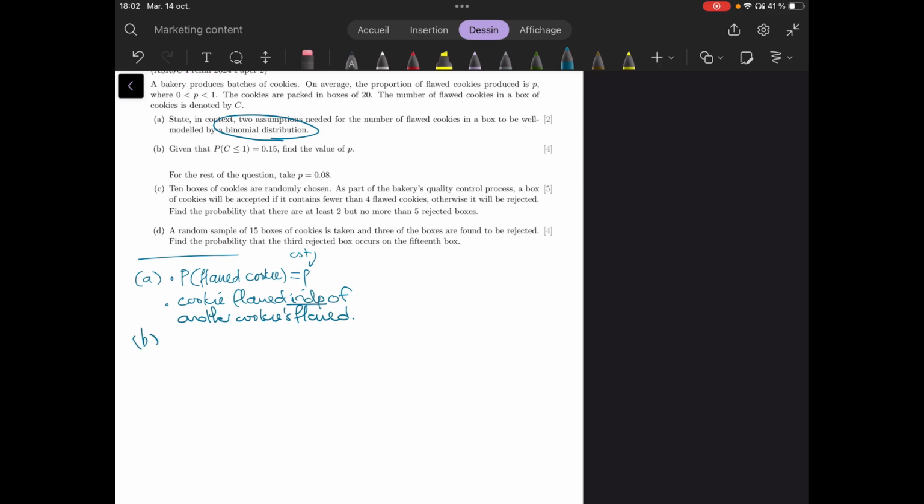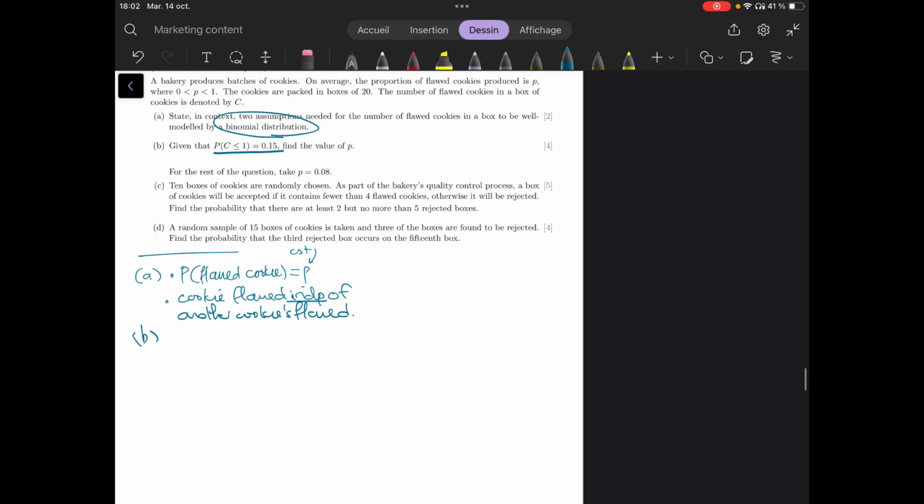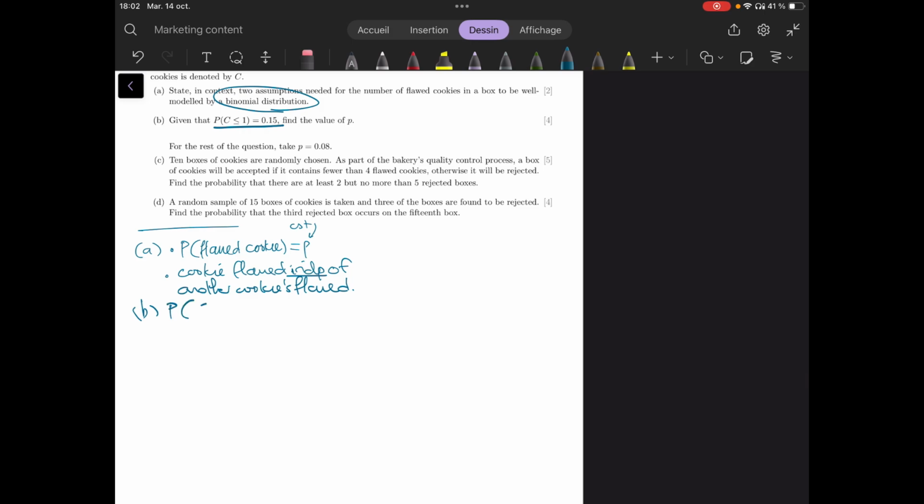Part B. Given that P of C less than or equal to 1 is 0.15, find the value of P. Well, theoretically, you can solve this question using GDC. However, you don't know your P yet. We know P of C less than or equal to 1 is 0.15. This means that we have either no flawed cookie or one flawed cookie. No flaw, one flawed.